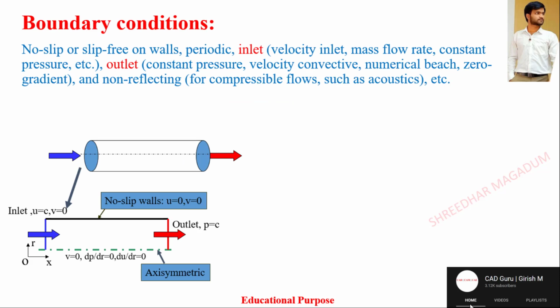Coming to the boundary conditions. So here you could see the inlet and outlet conditions we have defined. So with respect to that, if I consider inlet, there might be slip or there might be free conditions on walls. Okay, inlet, like velocity I can define, mass flow rate, and the constant pressure I can define as boundary conditions for inlet. Okay, and outlet, constant pressure, the numerical beach and zero gradients and all. And if you are considering the non-reflective components of the fluid, the compressible flows, and if you want to include the acoustics as well, so these things you can take into account. Okay, so this is the simple explanation.